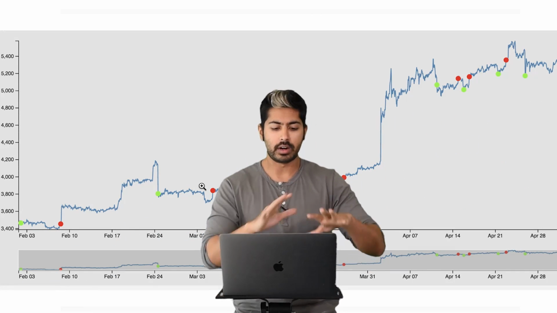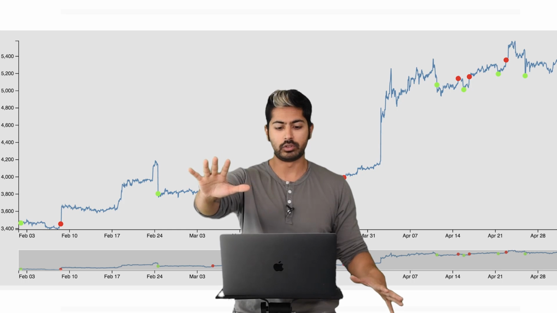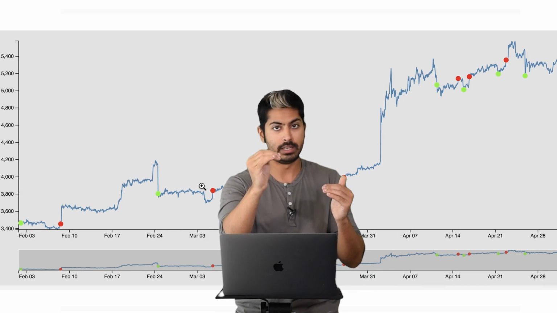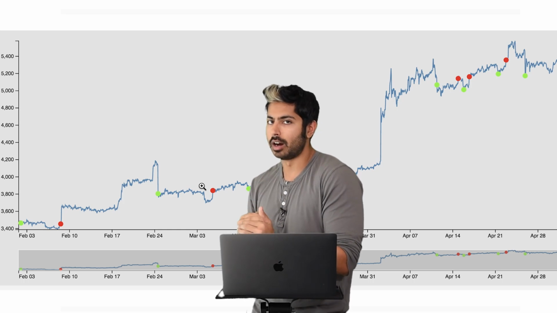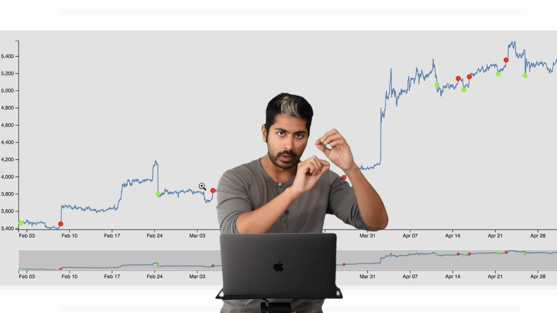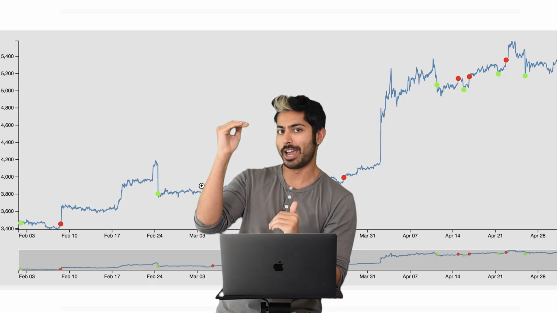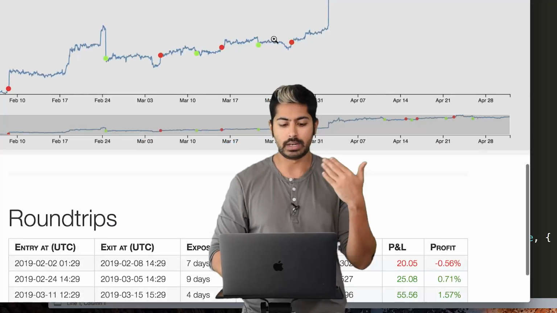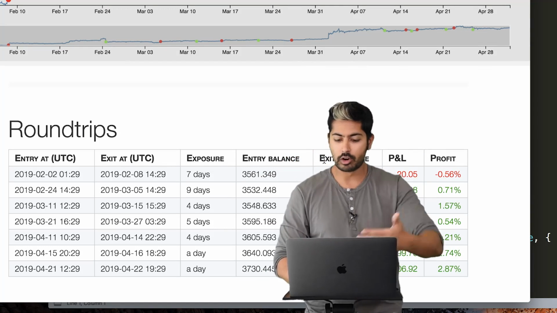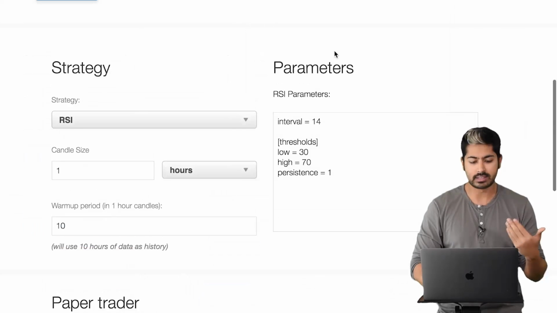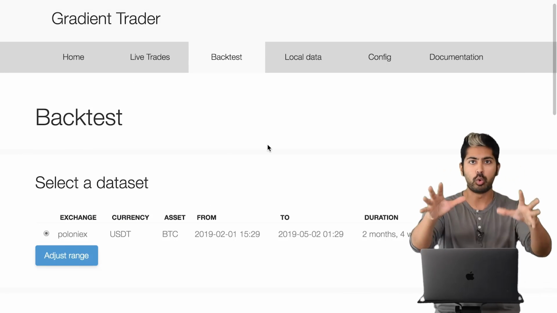So what you're seeing here is the chart of Bitcoin prices over the last 3 months. All the green dots are where my algorithm decided to buy, and all the red dots are where it decided to sell. And ideally what we want are the green dots to be lower than the red dots, right? Buy low, sell high. And that was the case. I made 12% profit in this backtest, and here are all my round trips, my profit and loss, the percentage, etc. But this is a really cool user interface.